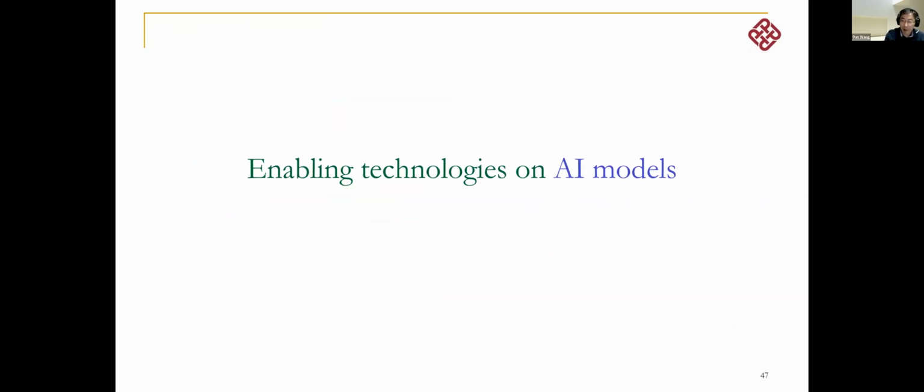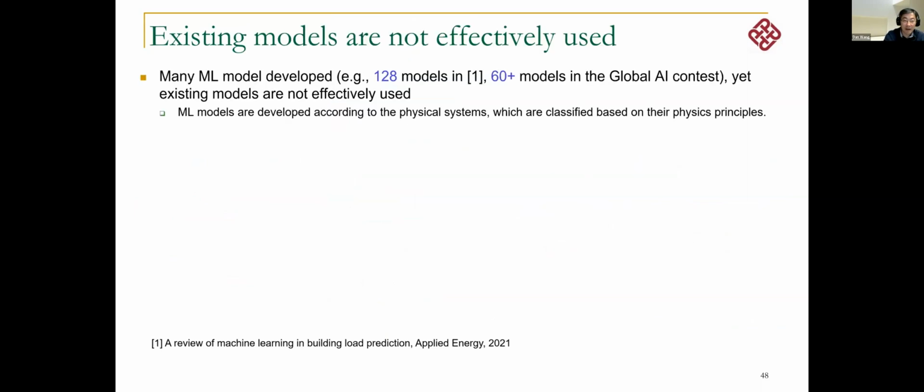Okay, the third one is about AI models. So we were saying that many AI models, machine learning models were developed, right? Hundreds of them. Yet they are not effectively used, right? For machine learning models developed for the same physical system, when I say same physical system, they follow the same physical principles. They should be able to get reused, you know, in one way or another.